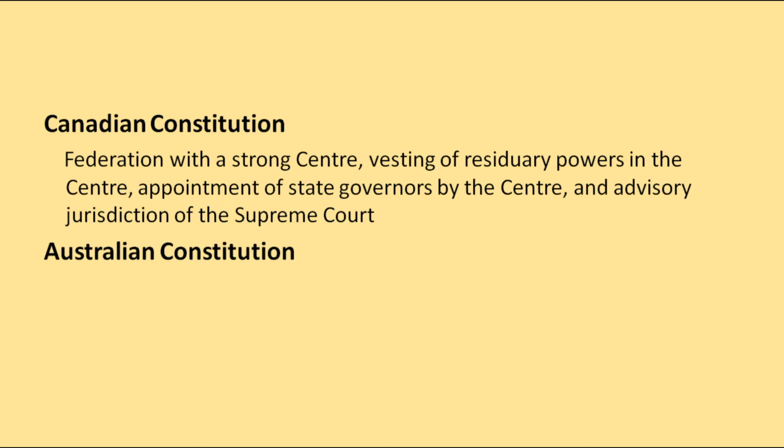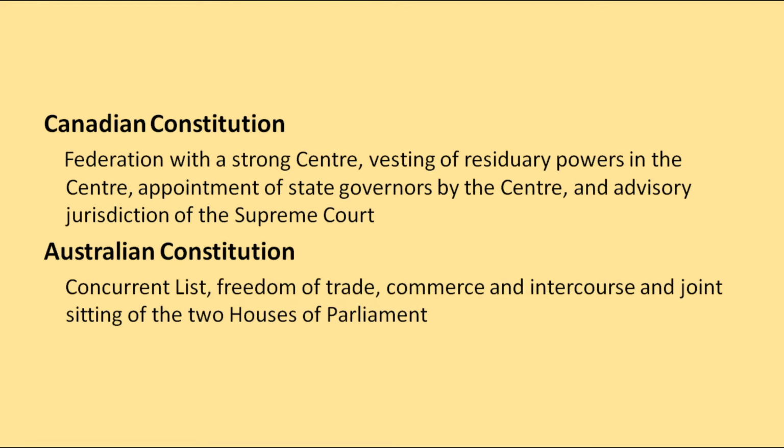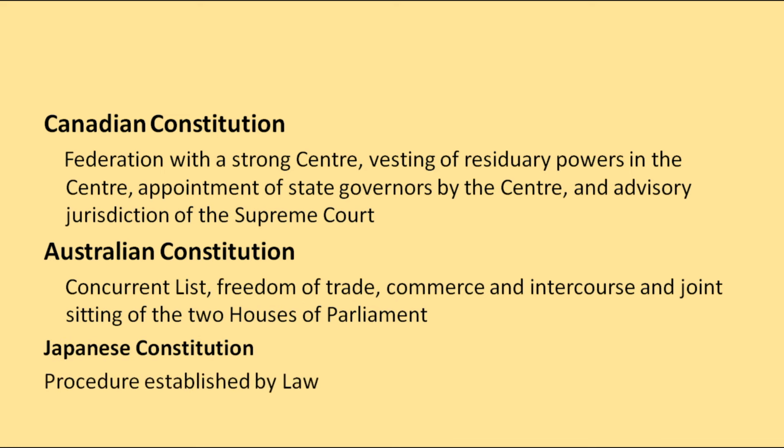Then we have Australian Constitution. ইয়াৰ পৰা লোৱা হৈছে concurrent list, freedom of trade, commerce and intercourse, and joint sitting of the two houses of the parliament. Then we have Japanese Constitution. ইয়াৰ পৰা লোৱা হৈছে অকল এটাই provision, সেইটো হ'ল procedure established by law.